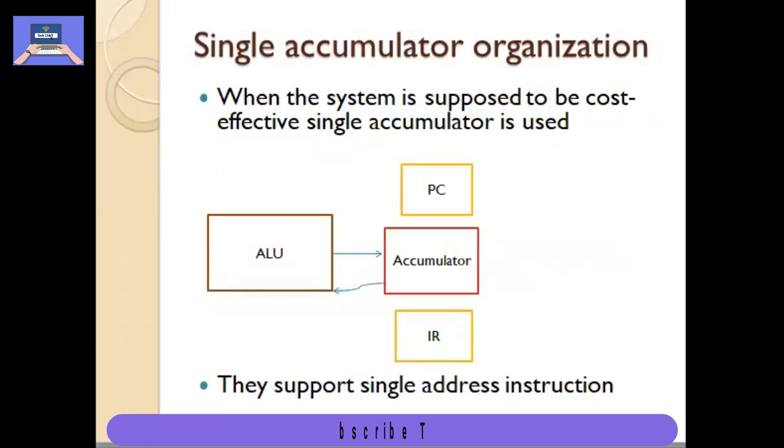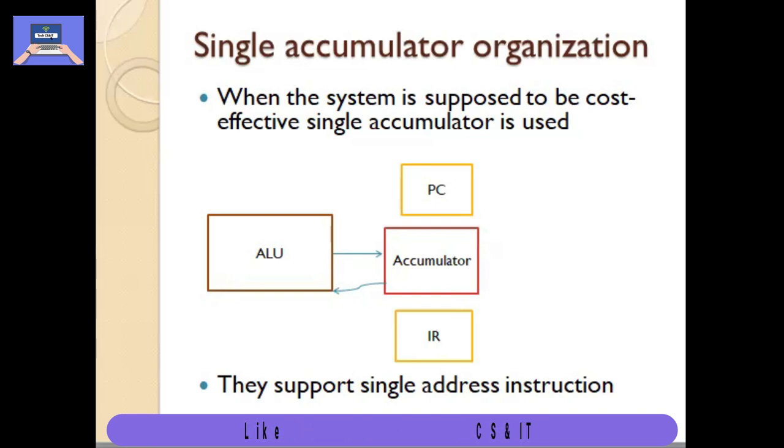Now, single accumulator organization. When we talk about it, we have to keep one thing in mind: when we design a system, there are certain goals for the system, right? If you want your system to be cost effective, you have to think of the components to put in it that will be cost effective. And if your goal is to make your system as fast as possible, you will not care about the cost. Similarly, register is one of the fastest memories out there, but it is the costliest as well.